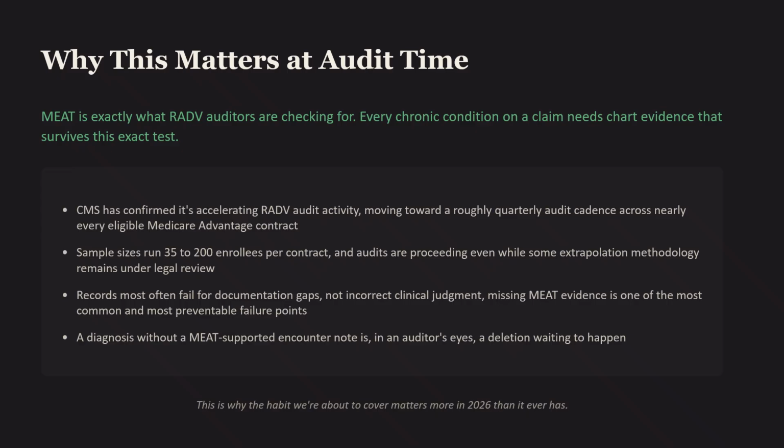And so with that, I want to cover a habit that really matters more in 2026 than it ever has.